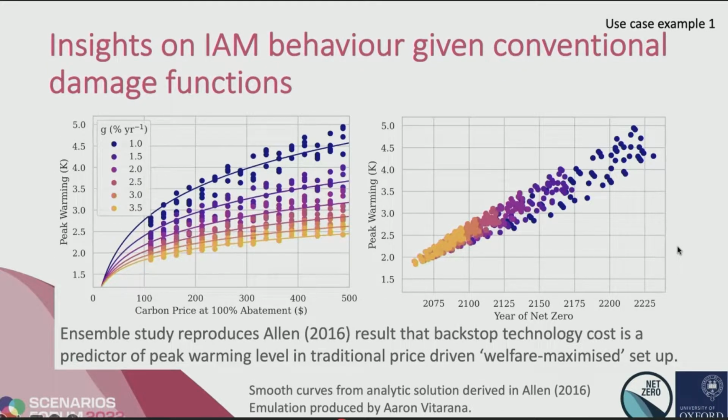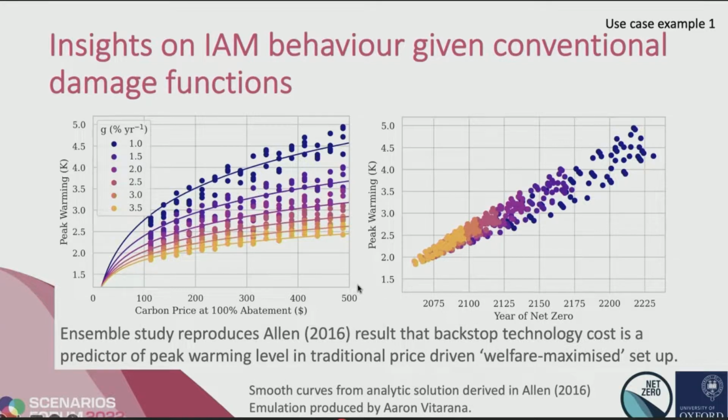And the point being that we can do something that you could do in an integrated assessment model, but is extremely computationally expensive, that you can't do in what Miles did in 2016. So Miles in 2016 used the kind of analytical approach. He used an equation set to show the relationship between peak warming and 100% abatement costs, so the cost of the backstop technology, essentially. And he showed that in a DICE-like model, you get these straight lines depending on your assumed GDP growth rate for the relationship between the peak warming level and the cost of your 100% abatement technology.